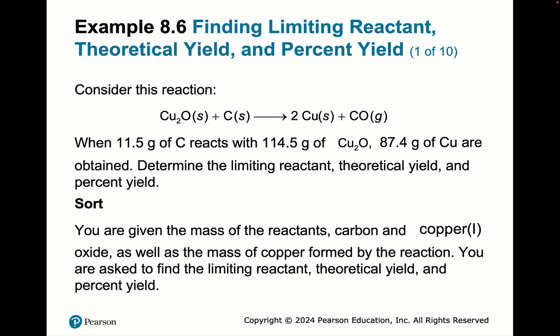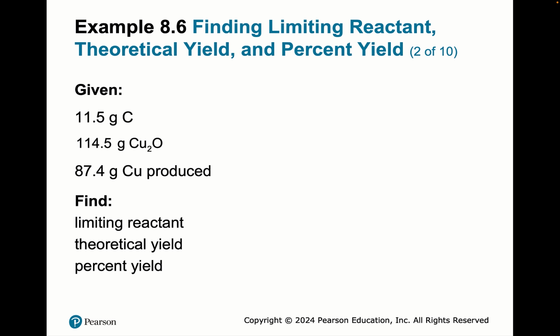So copper(I) oxide reacting with carbon to form 2 coppers and carbon monoxide. We have 11.5 grams of carbon reacting with 114.5 grams of copper oxide, and 87.4 grams of copper are obtained. Determine the limiting reagent, theoretical yield, and the percent yield. So we have the amount that we start off with, and then what they produce. We're going to figure out what the limiting reagent is, and then how much we should have. That's the theoretical yield. And then we take the actual yield divided by the theoretical yield, and we get the percent yield.